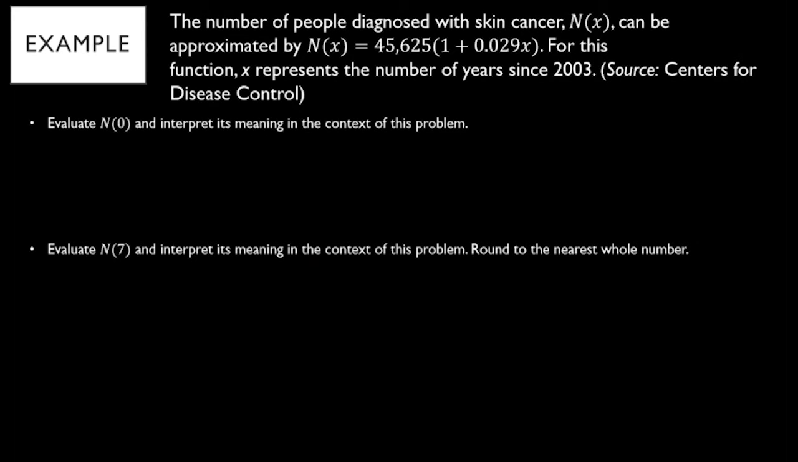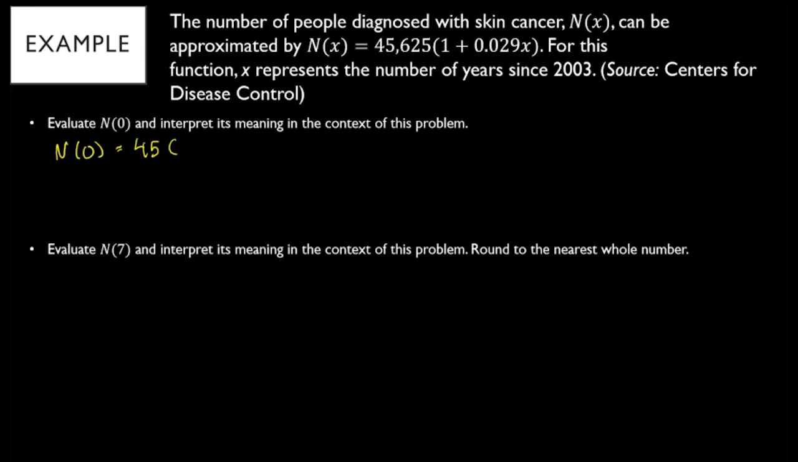So we want to evaluate n of 0, and that's the same thing if you're told to find n of 0. Evaluate and find are essentially the same thing. It means do the order of operations. So we're going to evaluate n of 0 and interpret its meaning in the context of this problem. And so that is basically saying, do what we did previously. Make sure you're measuring your input and your output when you're explaining what it means. So n of 0 means x is 0, because x is our input here.